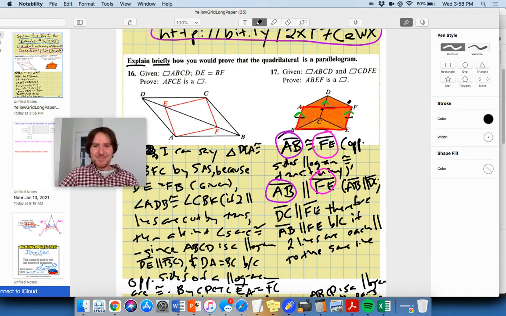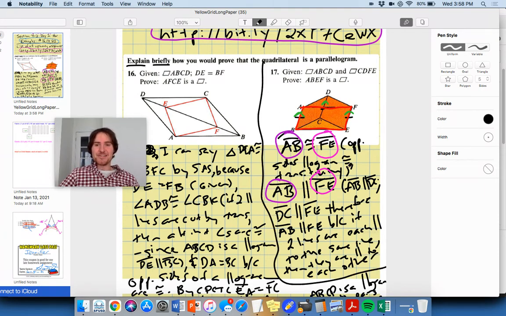So these two lines, AB and FE, are both parallel to the same line, DC, because they're in different parallelograms from one another, but they share that side. Then they're parallel to each other. If two lines are each parallel to the same line, then they are parallel to each other. And that, I think, is an A+, if I don't mind saying, answer to number 17.